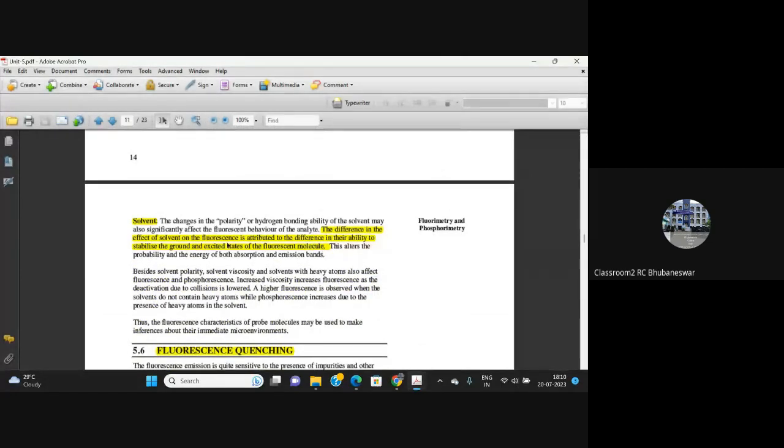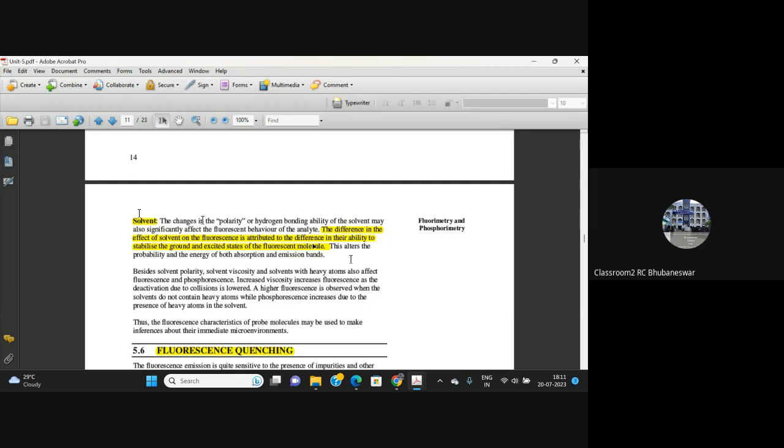Then coming to the solvent, it plays a very, very important role in fluorescence spectrophotometry, in measuring the fluorescence spectrum. How? If you are changing the polarity, the fluorescence spectrum, which I showed you in the last figure, changes. If you take that in water, or in hexane or cyclohexane, then you may observe a shift in the spectrum. The difference in the effect of solvent on fluorescence is attributed to the difference in their ability to stabilize the ground and excited states of the fluorescent molecules.